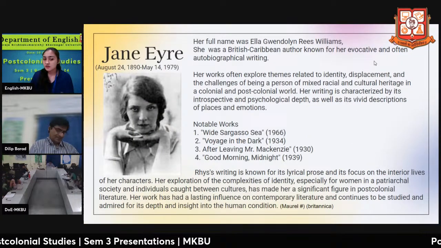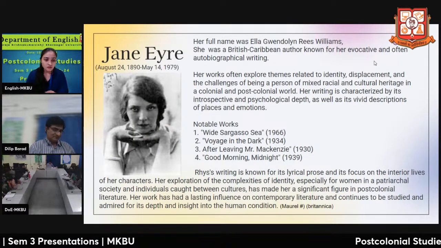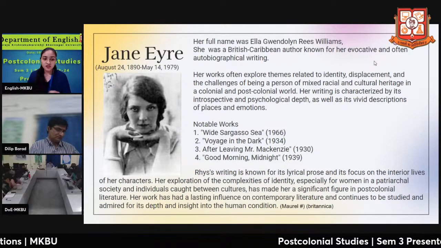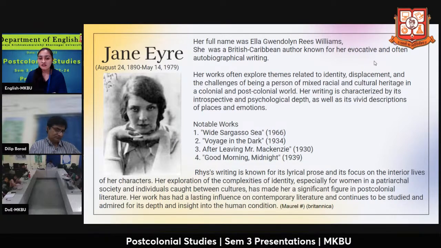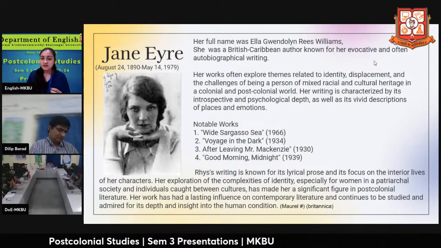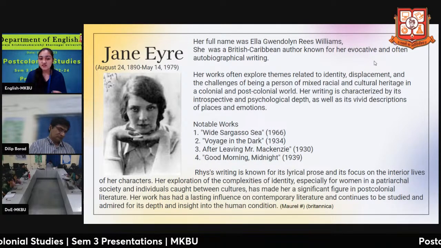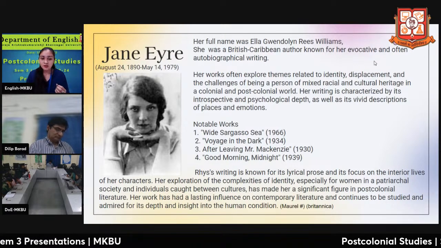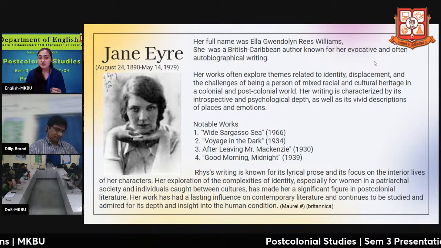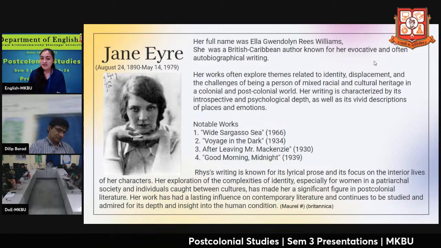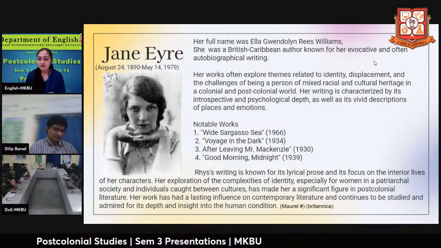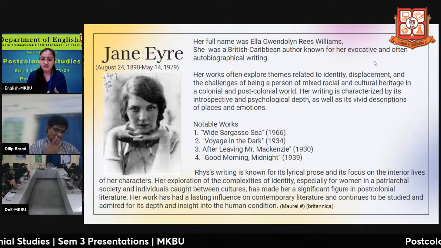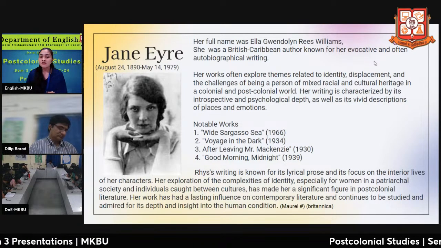The author of the novel, Jean Rhys, her full name was Ella Gwendolyn Rees Williams. She was a British Caribbean author. Her works often explore themes related to identity, displacement, and the challenges of being a person of mixed racial and cultural heritage in a colonial and post-colonial world.